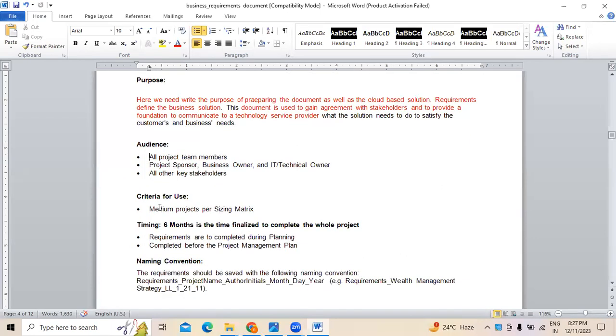Next, criteria. Criteria means medium projects per sizing matrix, keep it as it is. Timing. For example, timelines: assume the project will take 6 months for us to complete. Let's say the project management team has decided that the project will take 6 months. Assume that, for example. So we have to mention the duration here. How much time will it take for us to complete? So the timing we need to mention. This is something essentially required.